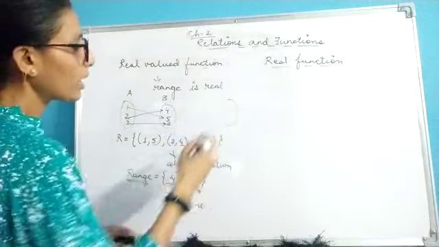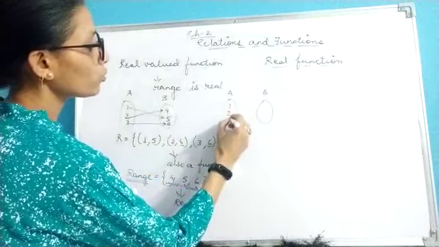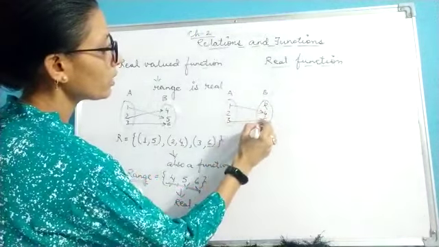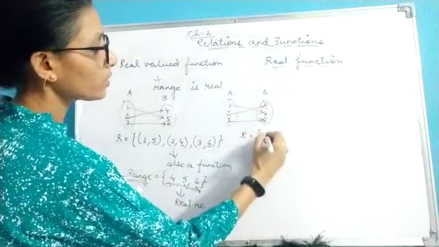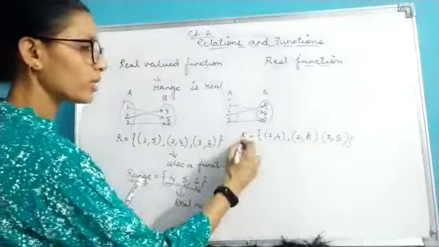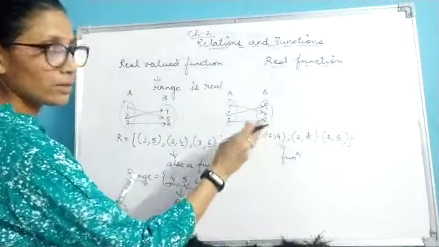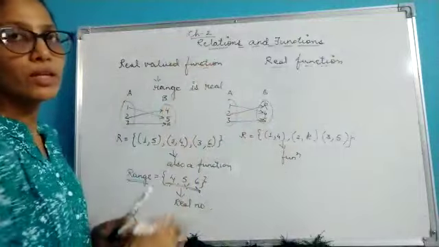Let's suppose I have a function where this is A, this is B, say this is 1, 2, 3, this is 4, K and 5. Say 1 is related to 4, 3 is related to 5, 2 is related to K. So your relation defined over here is (1, 4), (2, K), (3, 5). Now children, check whether this relation is a function or not. Yes, this relation is a function. But is this function a real valued function or not?